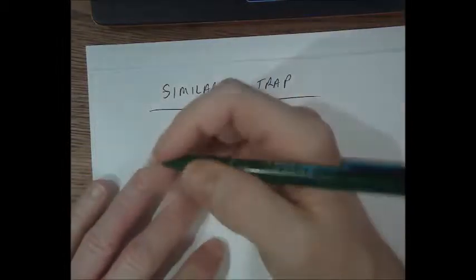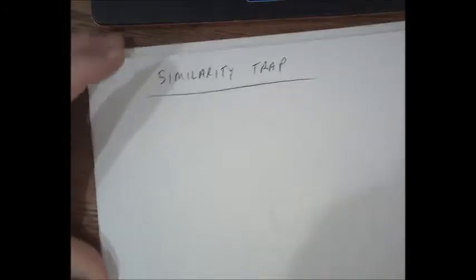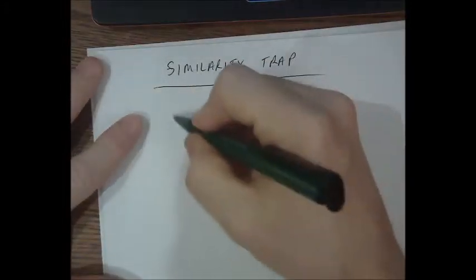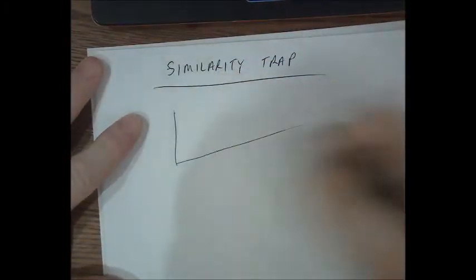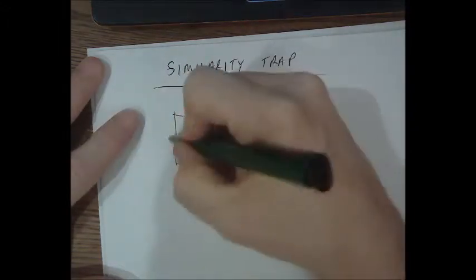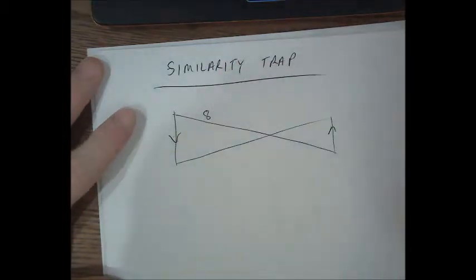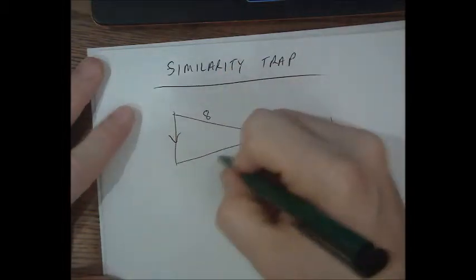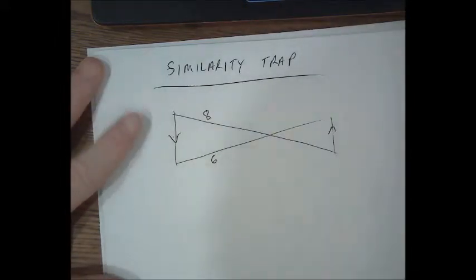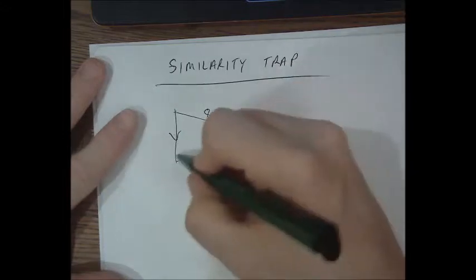The whole point of the similarity topic is that it's supposed to enable you to do questions lightning fast. So, for example, I could try and trick you into thinking that this is a SOHCAHTOA question. I give you that that's 8 and that that's 6. Maybe you think that I'll make that a right angle.